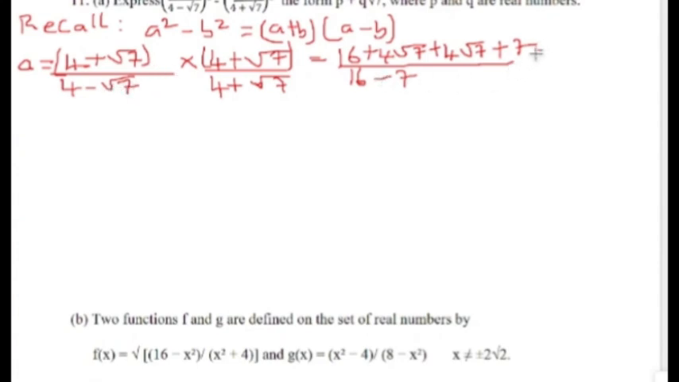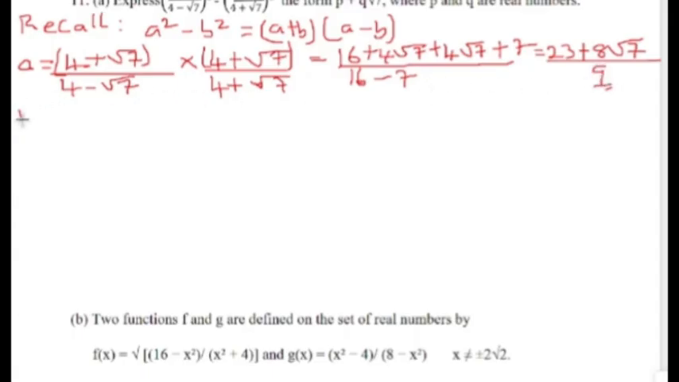Now let's collect the like terms here. 16 plus 7 is 23. 4 root 7 plus 4 root 7 will get 8 root 7. So this is 8 root 7. Everything divided by 9. We keep this.